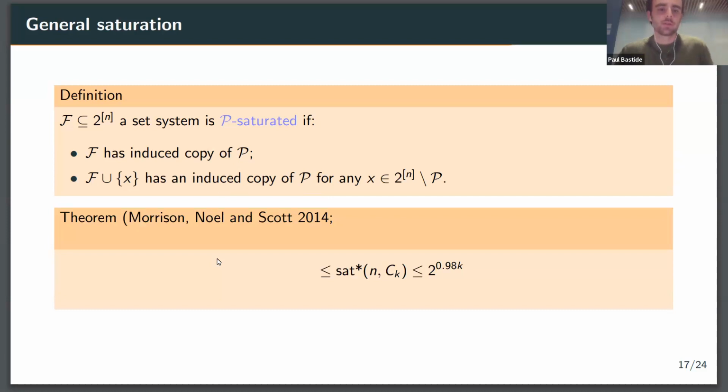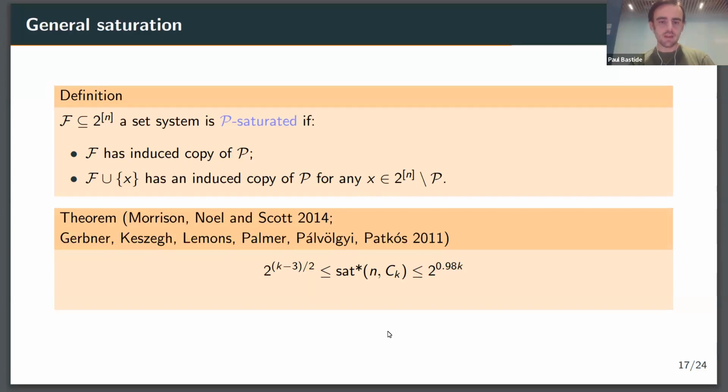Okay. So one of the first theorems in this setting is actually by Morrison, Noel, and Scott, who proved that if you look at the chain of size k, which is maybe the simplest poset and the first poset you ask the question on, then this saturation number is bounded between these values, with 2 to the 0.98k. And there's another result before that also proved a lower bound, but that lower bound is quite a bit worse.